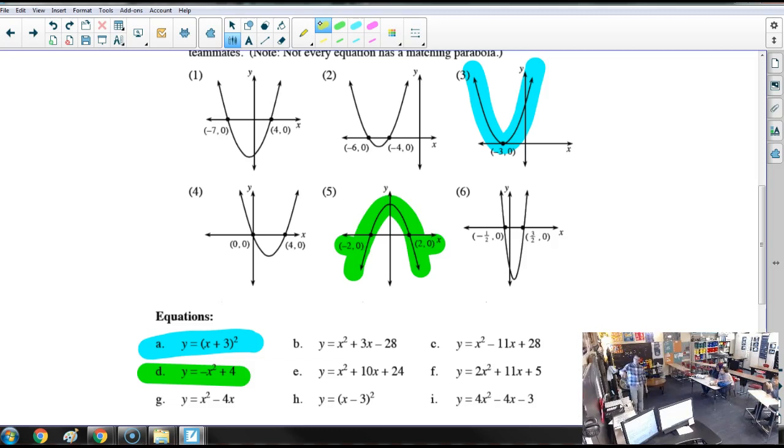So is there anything else special here? What about 4? 4 is an interesting one. It goes to the origin. That's special. Would it be x plus 0, or just x? Now, there's no C.